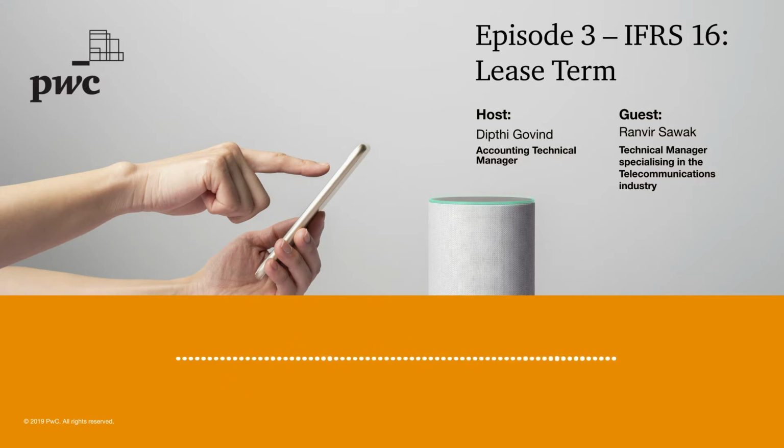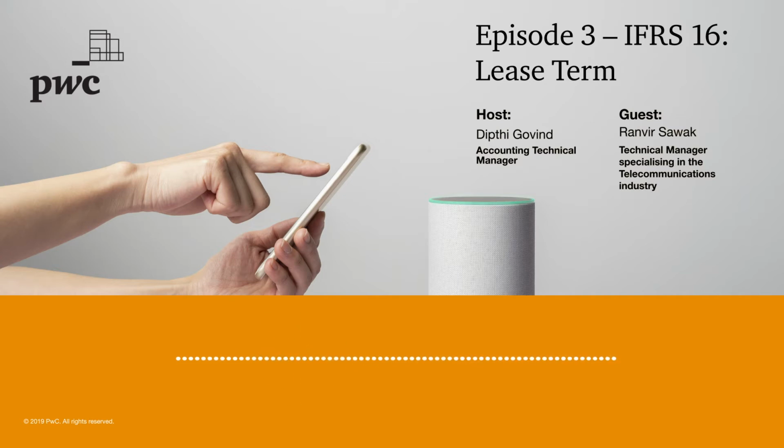In past podcasts, we have covered long-term capacity arrangements as well as the unit of account under IFRS 16 leases. So continuing with IFRS 16 in this episode, we are going to be discussing the considerations and challenges in determining the lease term under IFRS 16. Joining me in this episode is Ranveer Sawak, a technical accounting manager specializing in the telecommunications industry in our PwC South African practice. Welcome to this podcast, Ranveer.